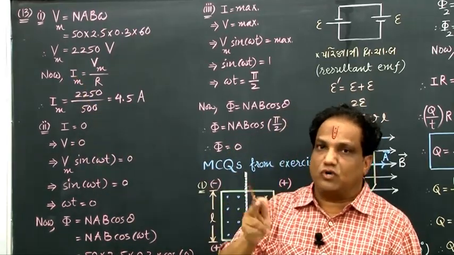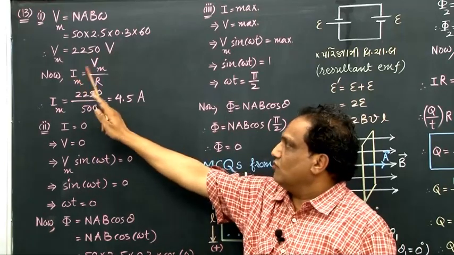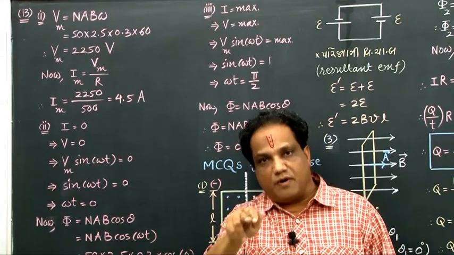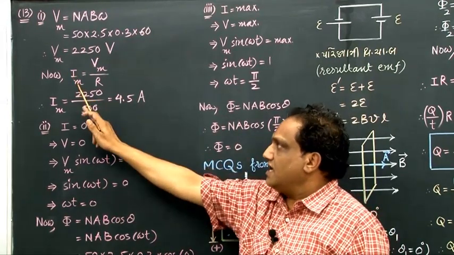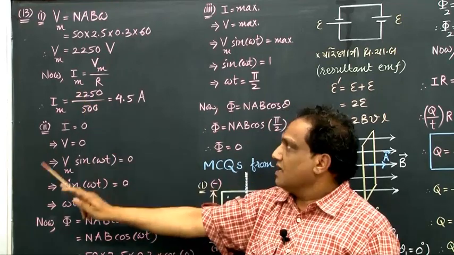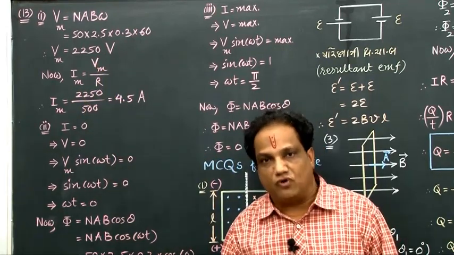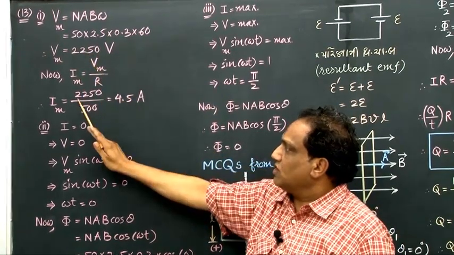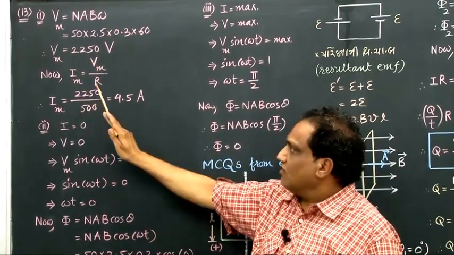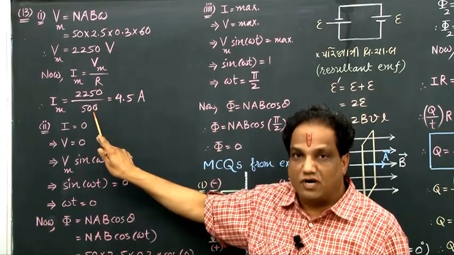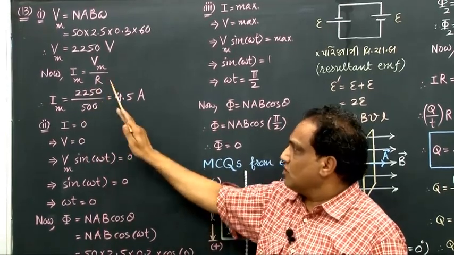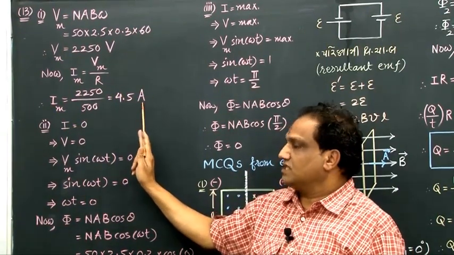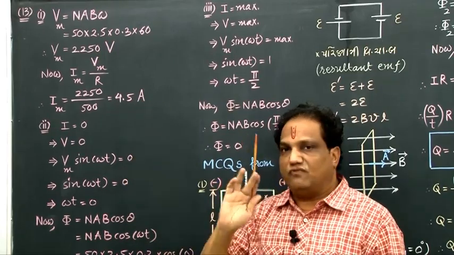What about current? The current formula according to Ohm's law: current equals voltage upon resistance. Here you are asked to find the maximum current, so I am writing here Im, where m stands for maximum. Then here also you should take the maximum voltage. That maximum voltage we have found out is 2250 volt. What about resistance? They have given 500 ohm. This answer comes out to be 4.5. Unit of current is ampere. You must write capital A and don't put any full stop.